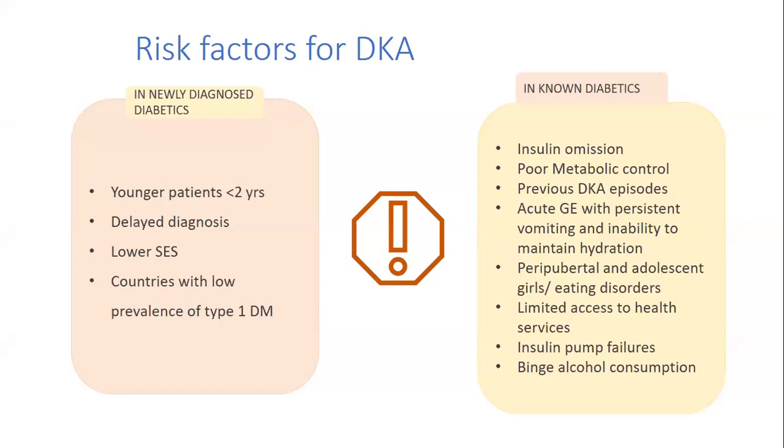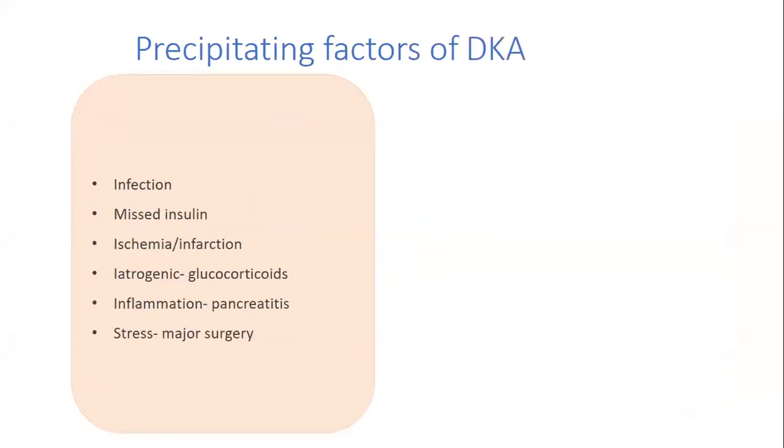For patients who are on insulin pumps, as Dr. Laigong took us through the different modalities of delivering insulin. In some countries, insulin pumps are used. In Kenya, we are also having some patients who are on insulin pumps. And if the insulin pump system fails, these patients are more likely to get DKA. And also the other risk factor, especially in adolescents, is binge alcohol consumption.